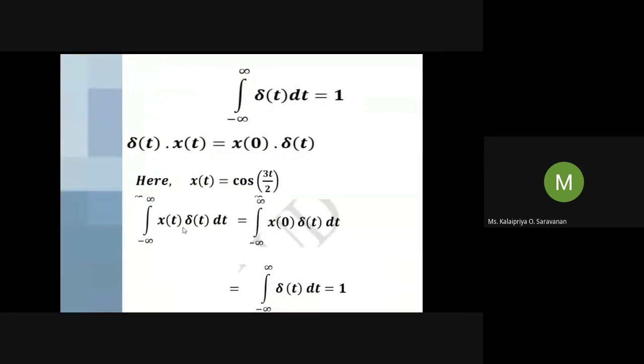So you will get it as x of t del of t dt integrating between the limits minus infinity to plus infinity. So this can be otherwise written as x of 0 del of t dt. So this is nothing but a del of t which is integrated between the limits minus infinity to plus infinity, whereby your value is 1.